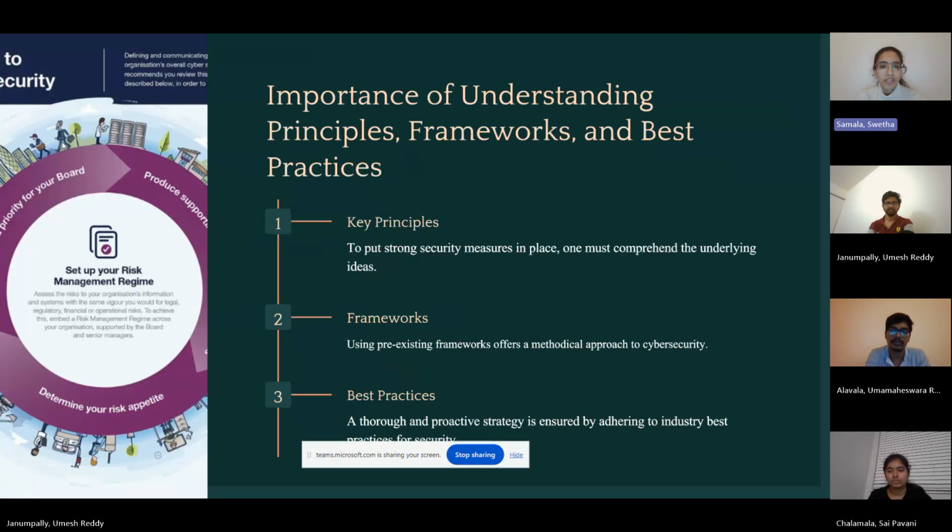A thorough and proactive strategy is ensured by adhering to industry best practices for security. The best practices can include identifying data protections and creating backups, cloud architectures with firewalls, and regulating security assessments. The next slides are continued by Sai Pavani. Thank you.